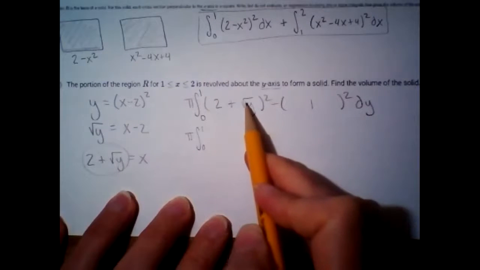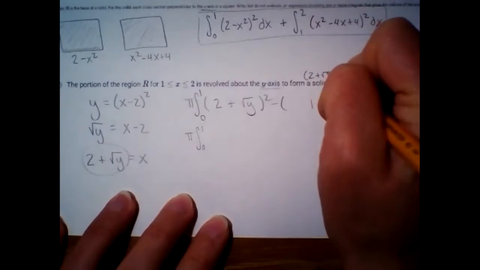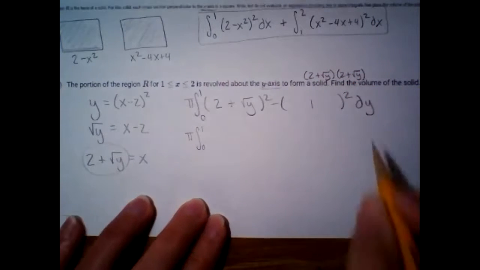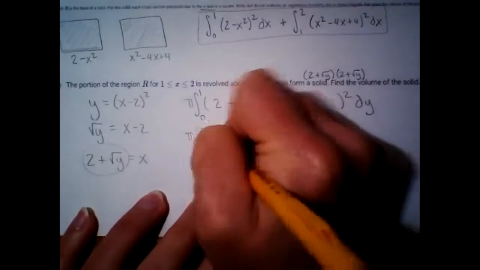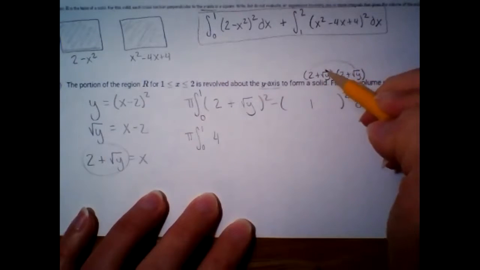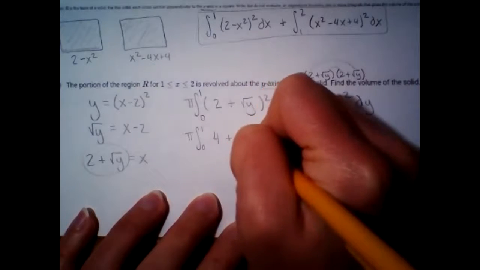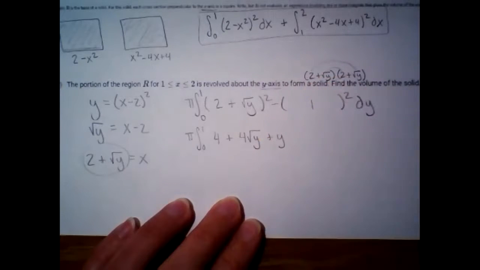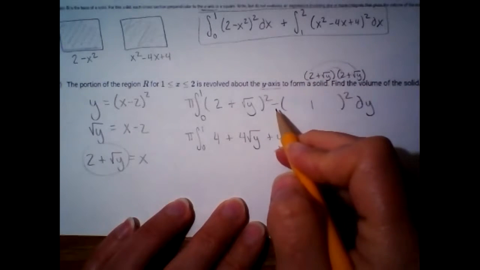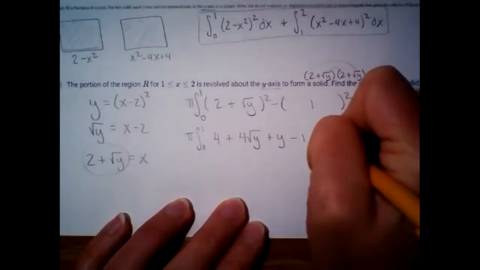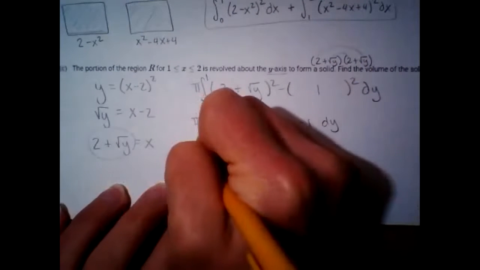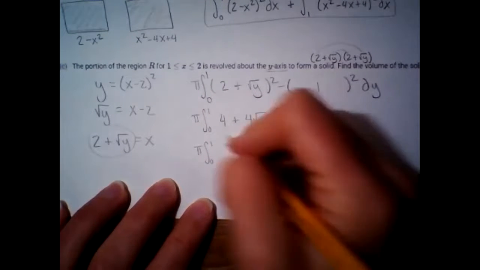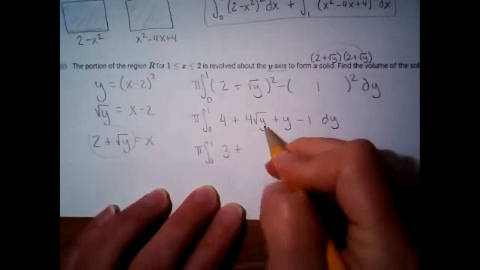So if you multiply this out, and if you want to write off to the side 2 plus square root of y times 2 plus square root of y, we're going to distribute all of that to each other. So 2 times 2 is 4. The outsides give you 2 square root, insides give you 2 square root. So that's 4 square root of y. And then square root of y times square root of y is just y. And then we're going to have minus 1, and then dy. I'm going to take a step and clean some of this up a little bit before I do the antiderivative. First of all, 4 minus 1 is just going to give you 3. And then I'm going to rewrite this.